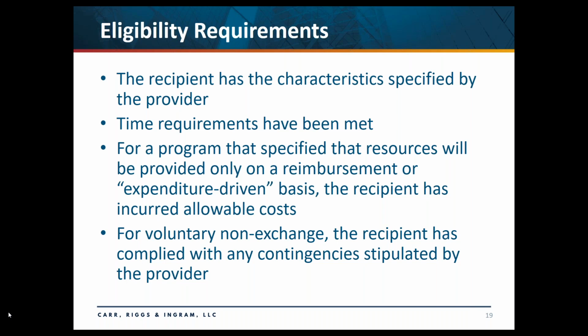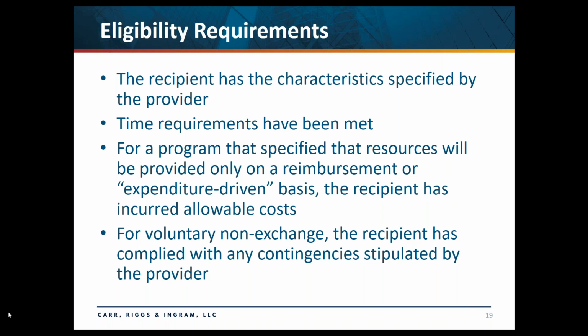So these eligibility requirements that the GASB says you can recognize revenue when they're met: you have the characteristics specified by the provider. You are a local government, you are a school board, you have a certain number of students enrolled, you have time requirements that have been met. You're allowed to start using the funds, your period of availability has started and not yet ended. Those are eligibility requirements. And again, remember, eligibility requirements drive revenue recognition.